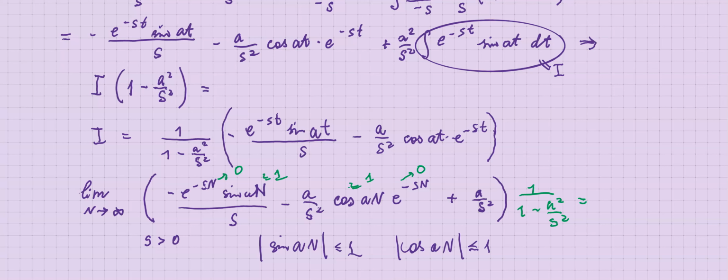If I bring this to the common denominator, I'm going to have s squared minus a squared here, right? And s squared will go in the numerator and cancel this s squared, right? There's a square, so it's going to be a on the top.